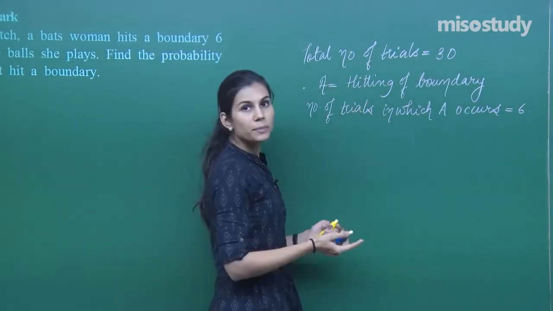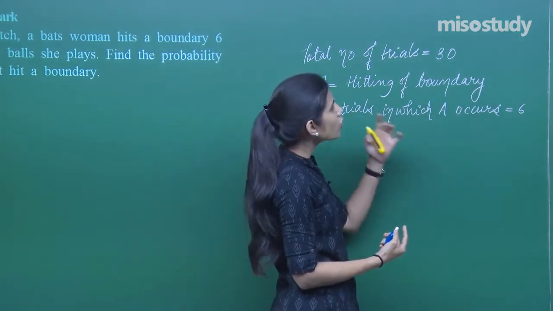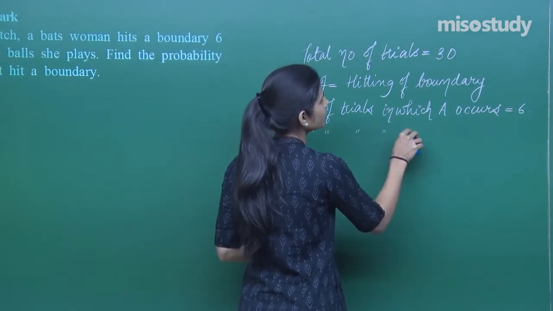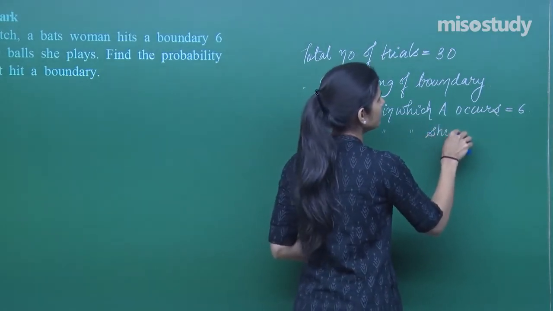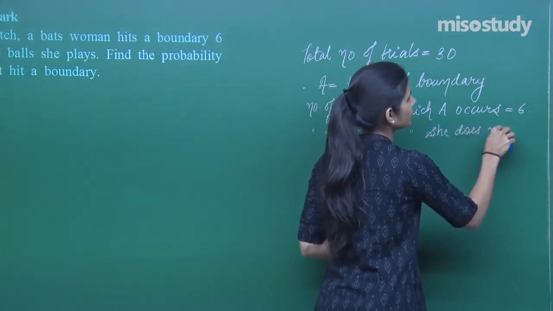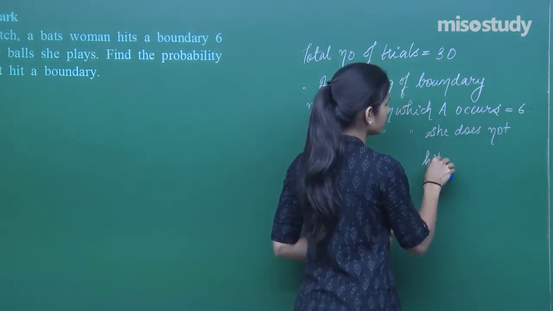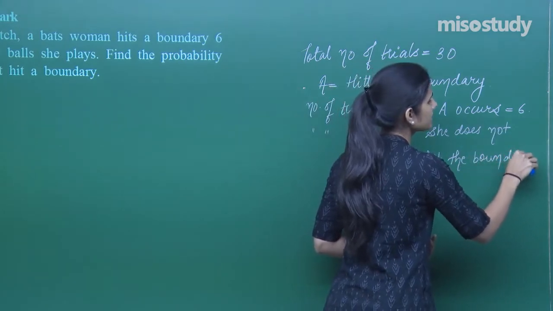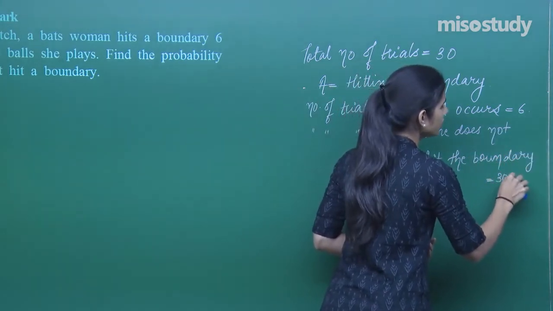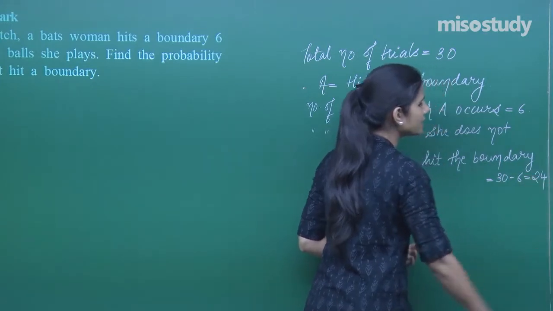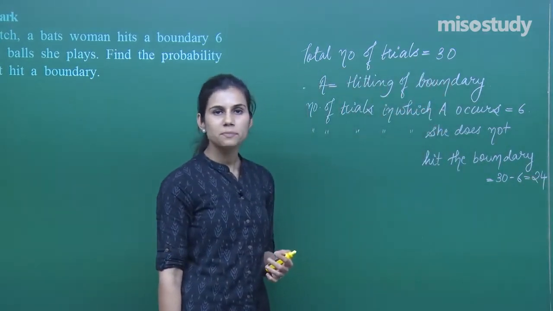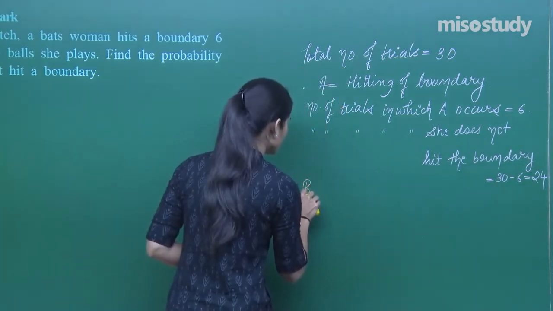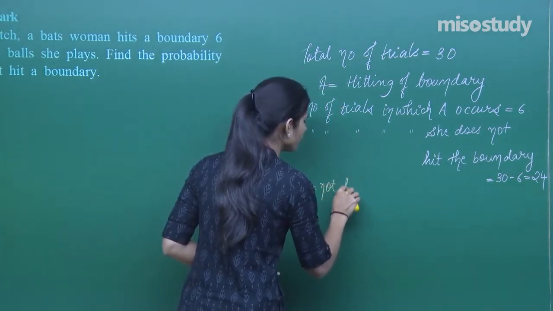What do you think will be the number of trials in which she will not be able to hit the boundary? Out of 30 in 6 trials, she is hitting the boundary. So, 30 minus 6, that is 24 trials are there, 24 balls are there which she is playing, but she is not able to hit the boundary.